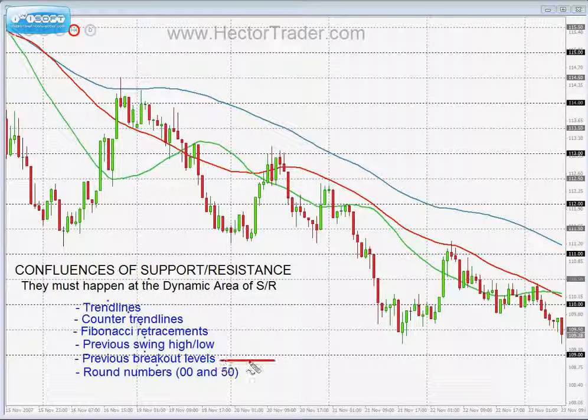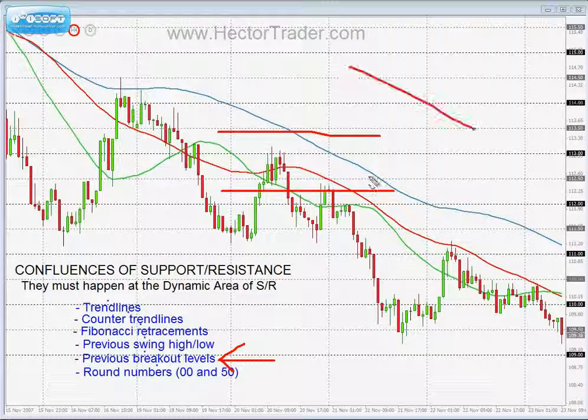The fifth element I search for is previous breakout levels. Whenever you have a price pattern, be it a range or a triangle, whatever, once broken, that breakout level will become support or resistance.